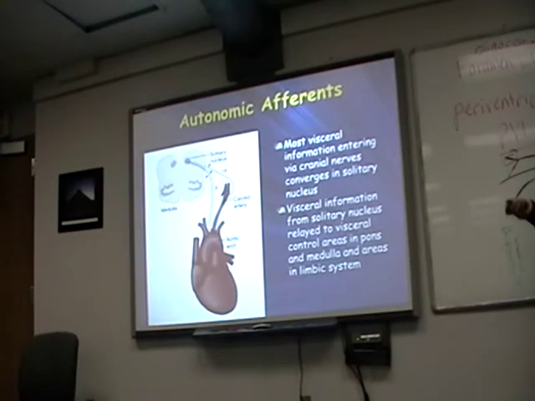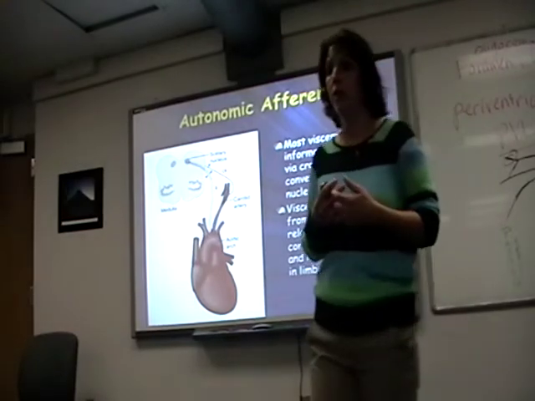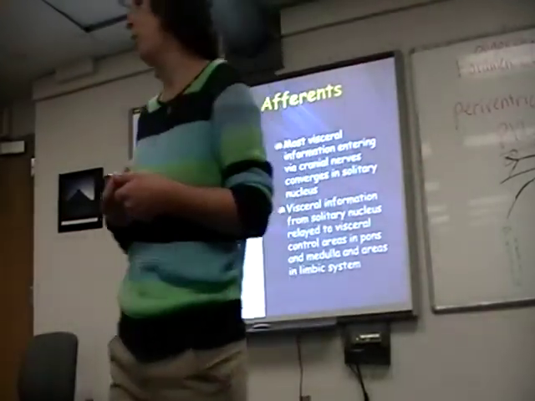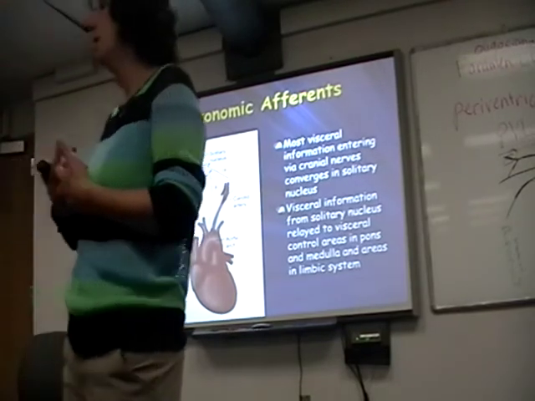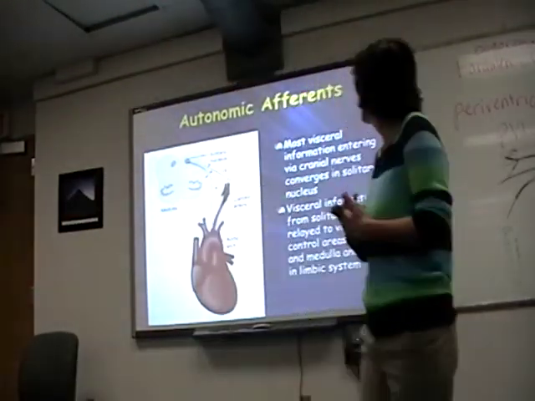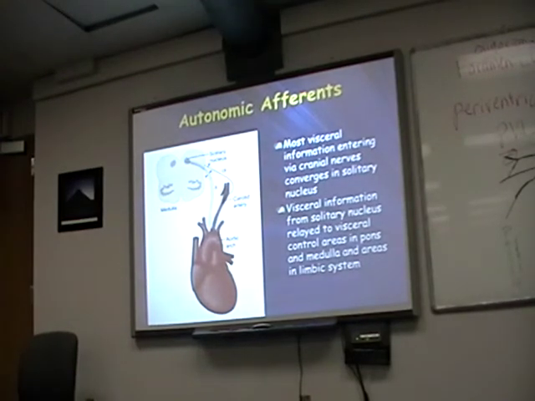Most of this information is going to merge in the medulla at the solitary nucleus. So our solitary nucleus in our medulla really is where most of that autonomic afferent information is going to synapse. And then from there, it can go to control centers. It can go to our limbic system.